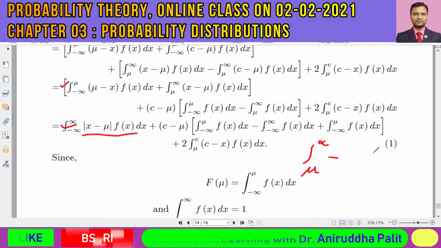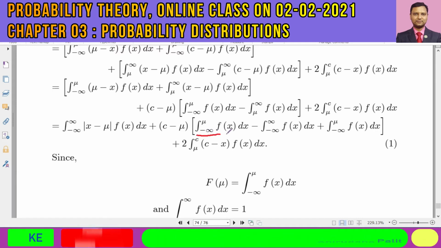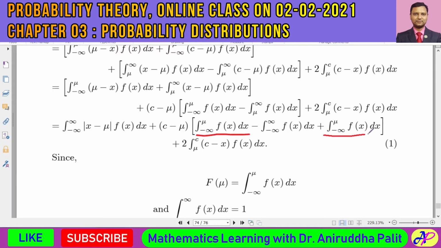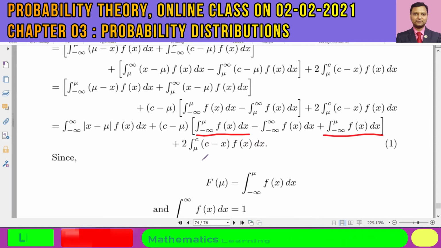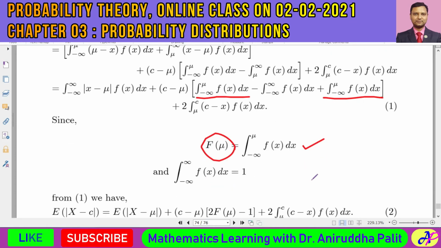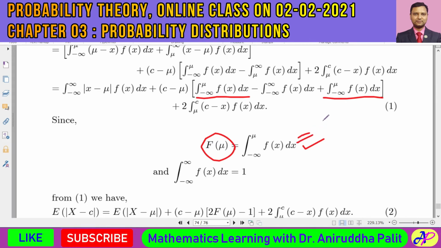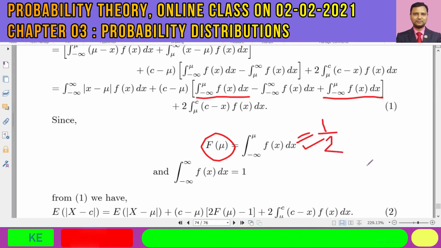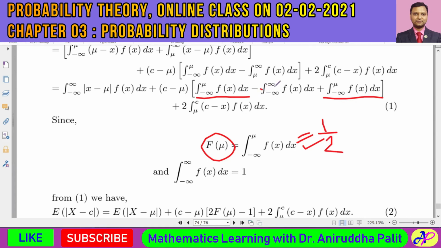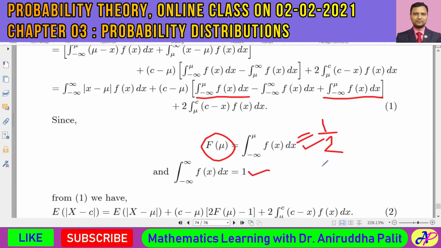What we observe is that this integral from minus infinity to mu fx dx and this integral from minus infinity to mu fx dx can be combined together. And what is this integral from minus infinity to mu fx dx? That is actually our f of mu. If mu is a median, then f of mu should be equal to half. And what about this integral from minus infinity to infinity fx dx? This integral is equal to 1.